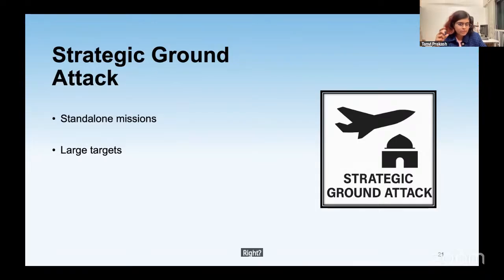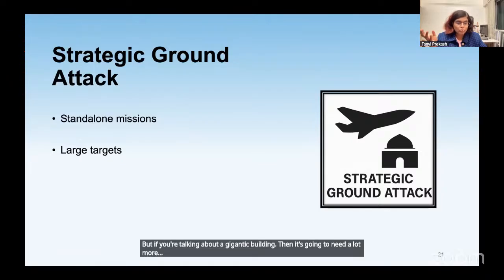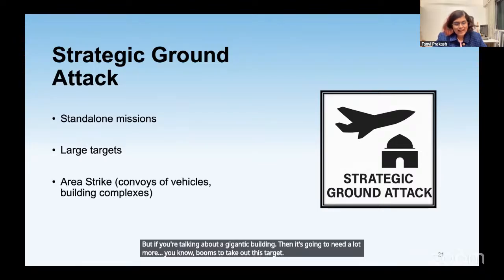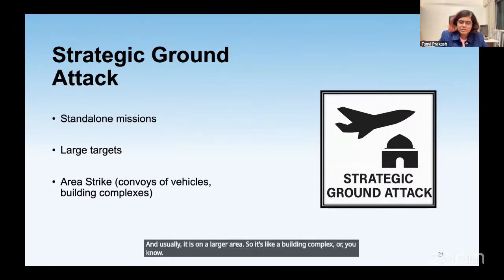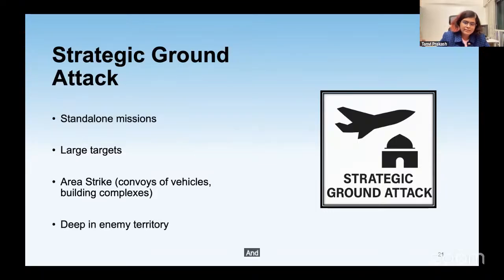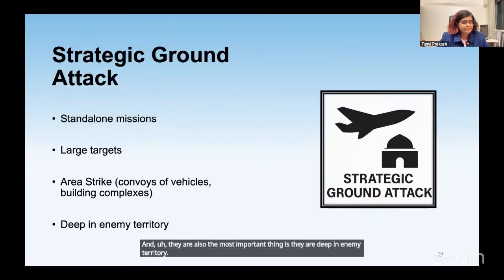You don't need much to attack a terrorist. You don't need much to, say, explode a tank. But if you're talking about a gigantic building, then it's going to need a lot more explosives to take out this target. And usually it is on a larger area. So it's like a building complex or convoys, large trains of vehicles that are traveling. And the most important thing is they are deep in enemy territory.